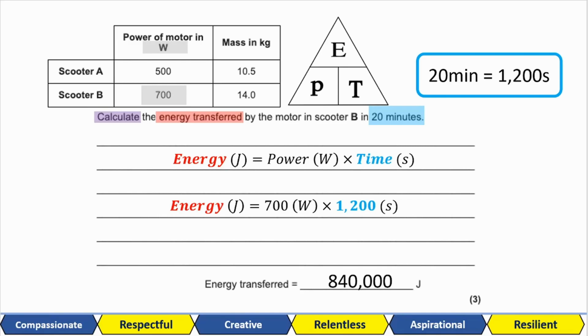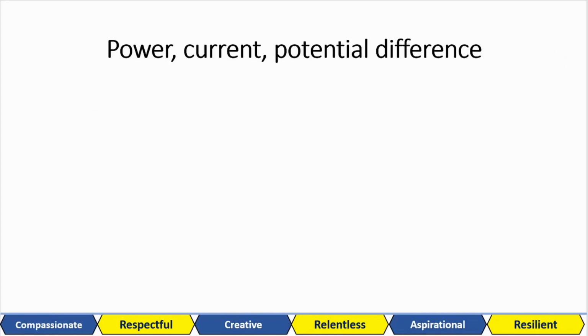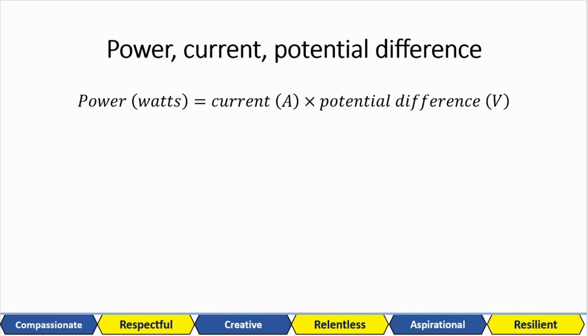Sub in our numbers, we get 700 times 1,200, which gives us 840,000 joules. This next question is technically in the electricity unit, but since you need to calculate power, I slipped it in here. Power can also be calculated by multiplying current and potential difference. This is what the equation triangle looks like for this. Power is on the apex, potential difference and current are on the bottom.